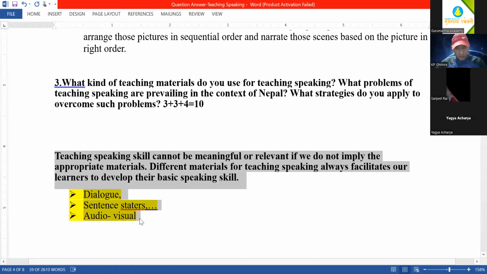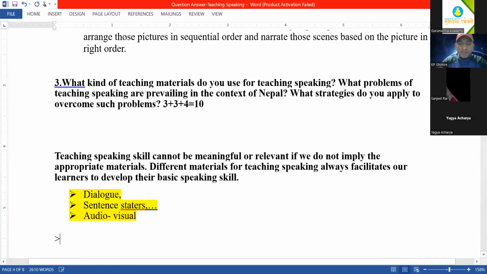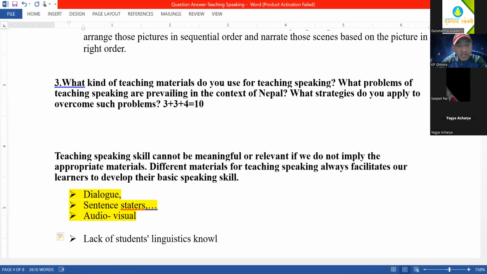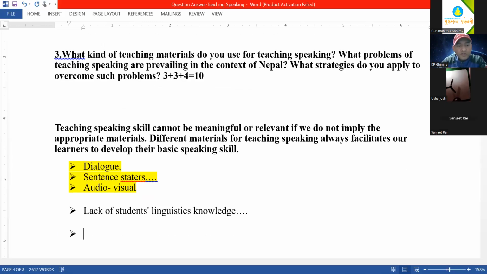Remember, you are making a list. What are the problems of teaching speaking? Due to lack of students' linguistic knowledge, one problem is that students cannot speak. So what are the problems there in the context of Nepal? Highlight all those with this point: lack of linguistic knowledge. Like this, others: lack of resources, materials, right? Teachers do not employ communicative language teaching. Teachers do not use communicative language teaching.